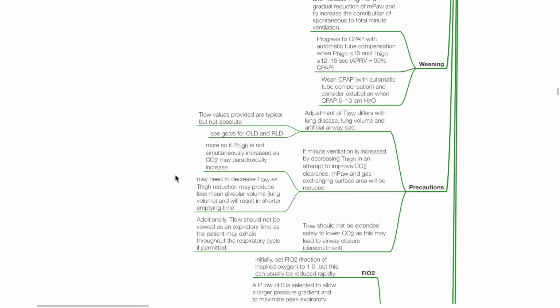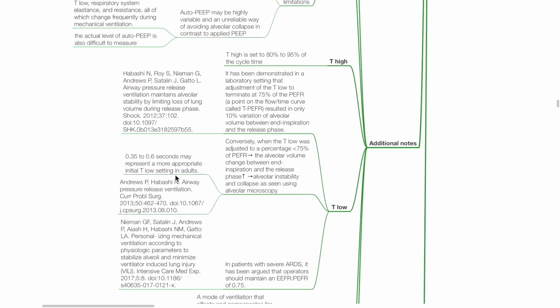There may be a need to decrease T-low as T-high reduction may produce less mean alveolar volume and will result in shorter emptying time. T-low should not be extended solely to lower CO2 as this may lead to airway closure and lung de-recruitment. T-low should not be viewed as an expiratory time as the patient may exhale throughout the respiratory cycle. Additional notes.